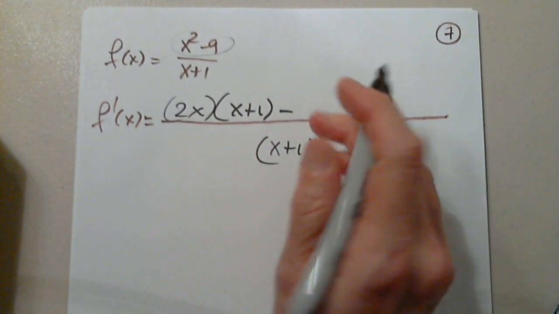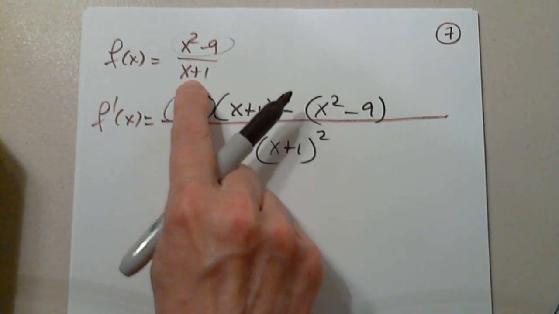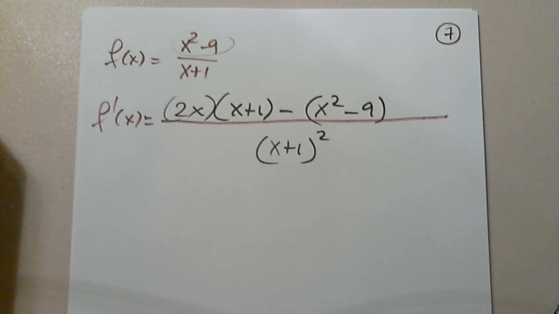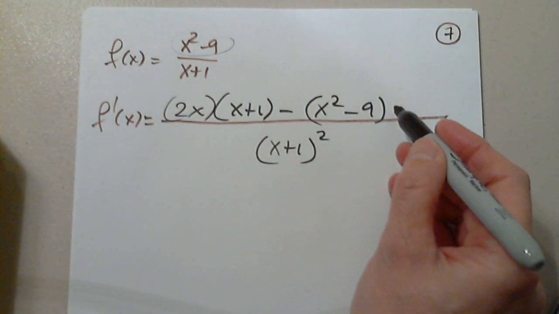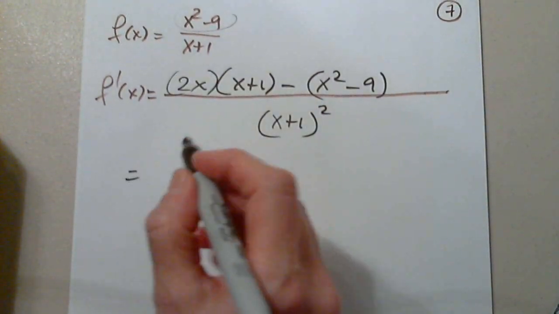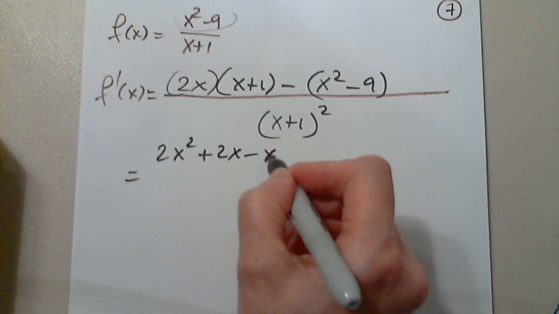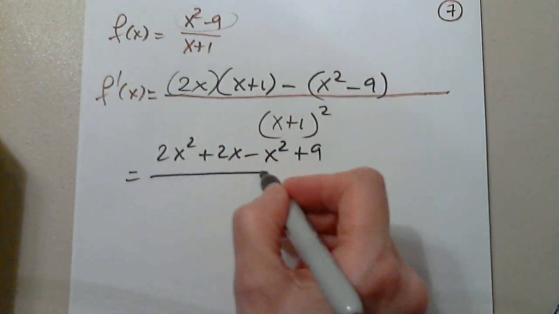Excellent. Minus. Now I copy x squared minus 9. Can anyone differentiate the denominator for us? So I can put it here. Excellent. So I don't have to put anything. Good. Distribute. 2x squared plus 2x minus x squared plus 9.